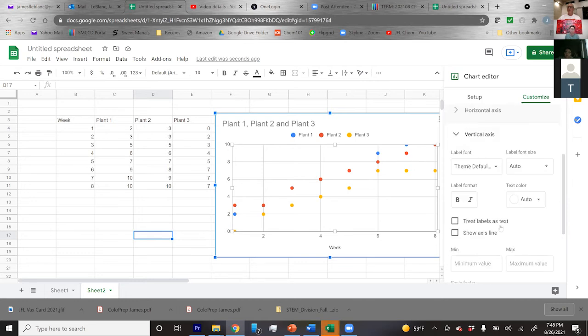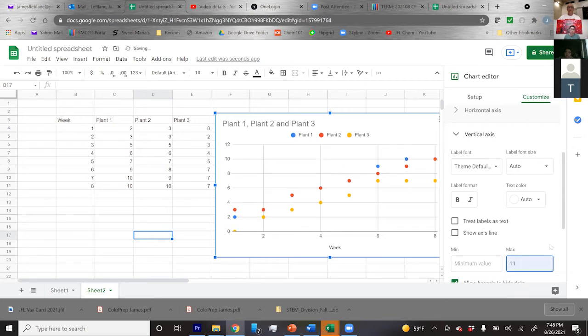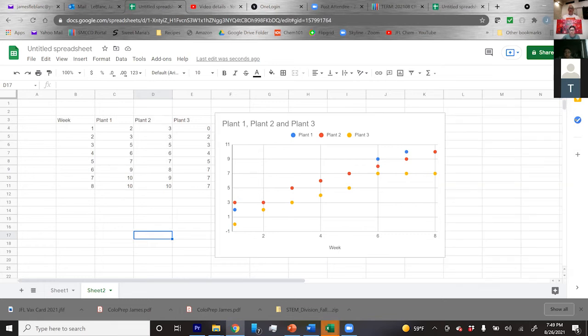Instead of 10, I can set the vertical axis maximum value. Let's say make it 11 so I can see it all. There you go. So now I can see all the data a little bit better. And the minimum I'm going to make like -1 so I can actually see. Now I can see all the data. I can see all of them there. So great. So I've got a representation here.